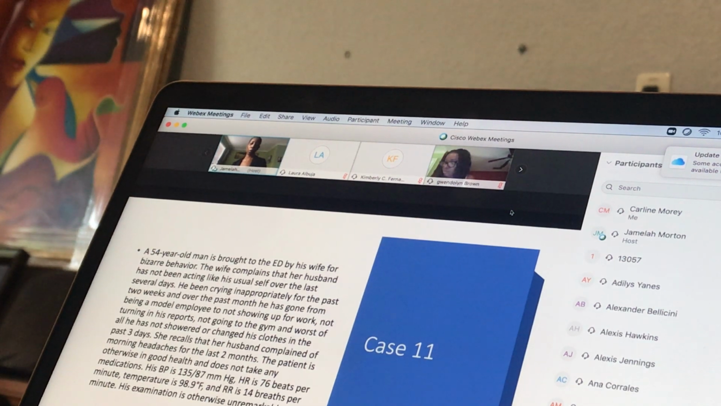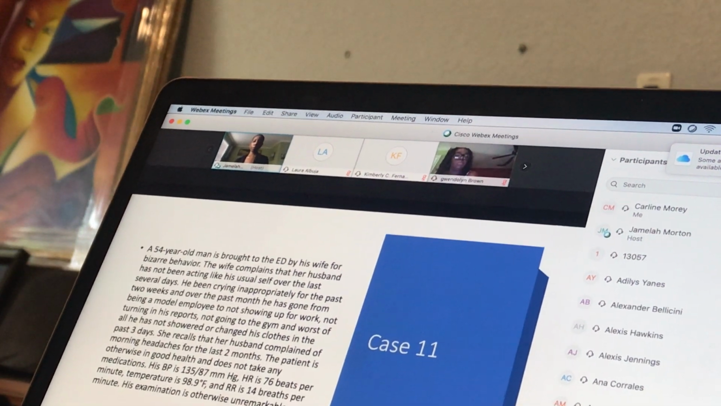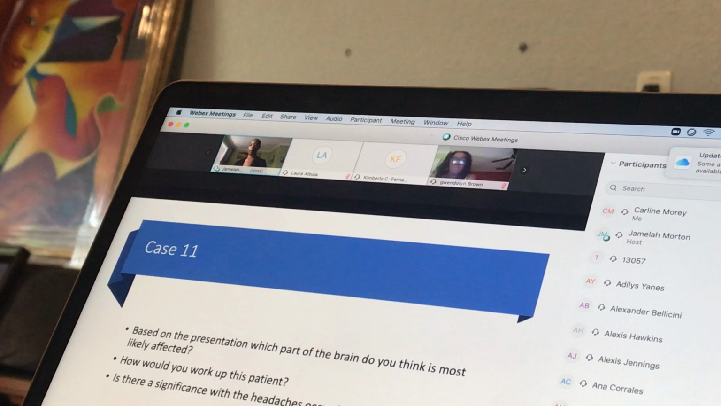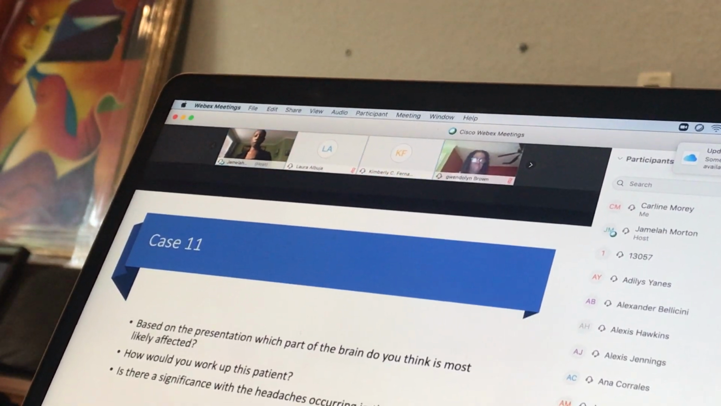His BP is 135/87. Heart rate is 76 beats per minute. Temperature is 98.9. Respiratory rate is 14. His examination is otherwise unremarkable. So, based on the presentation, which part of the brain is being affected, guys? Frontal. The frontal lobe. Okay, Kim, you have to put your mic on. It would be the frontal lobe.